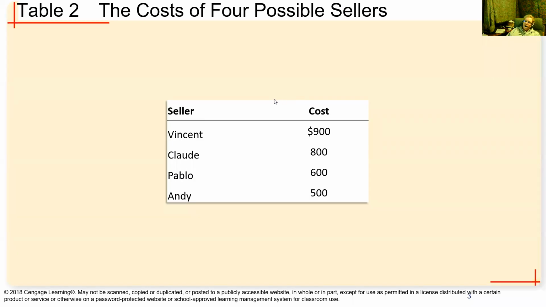Here we have an example of some suppliers in a particular market. We have Vincent, whose cost is 900, Claude 800, Pablo 600, Andy 500. Now, what we would say in terms of efficiency is that Andy is the most efficient producer here because he's able to produce at the lowest cost. So therefore, he is the most efficient, followed by Pablo, Claude, and Vincent.